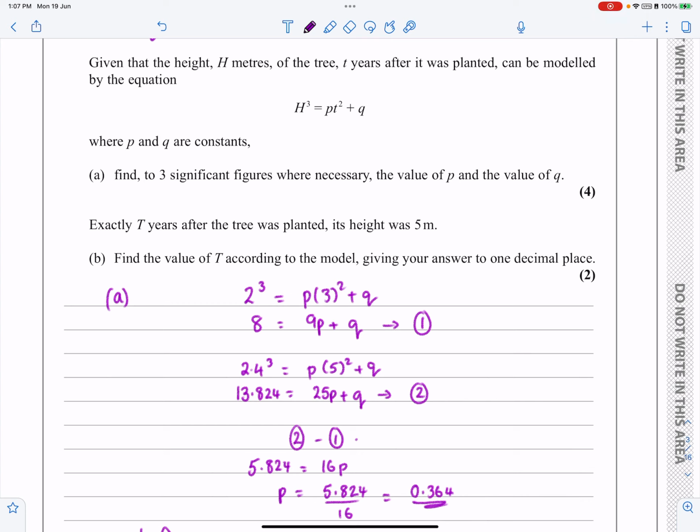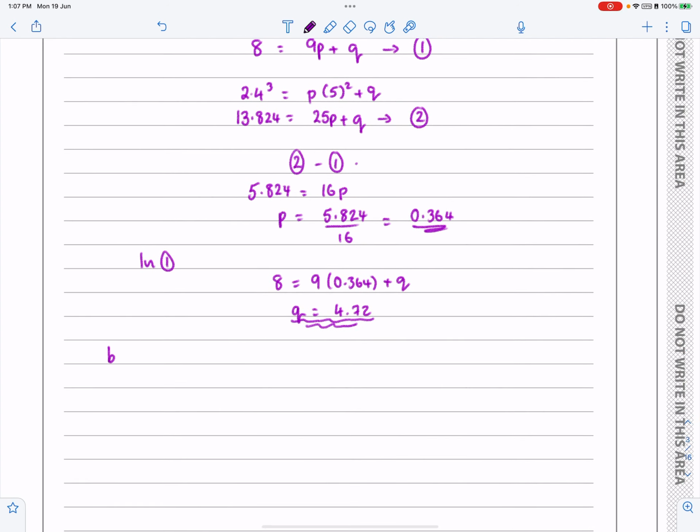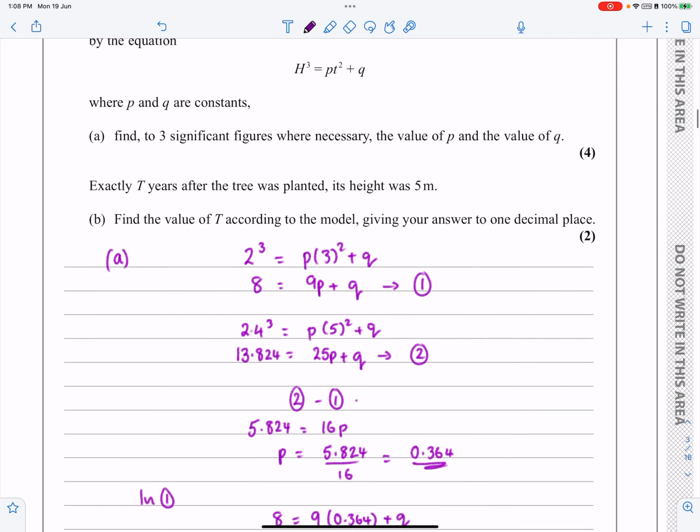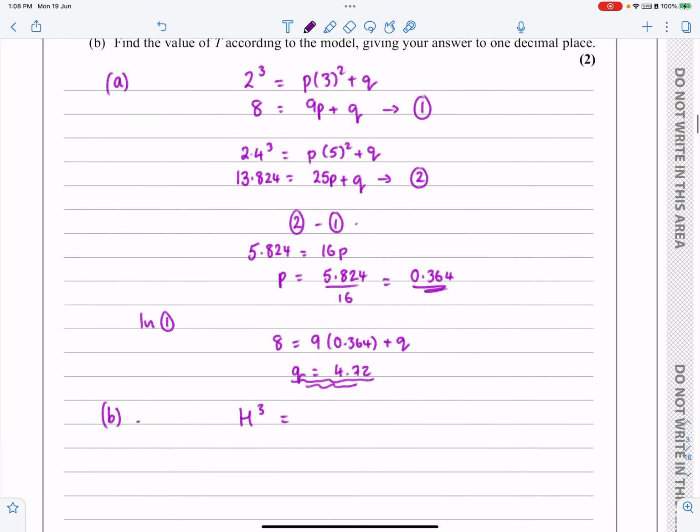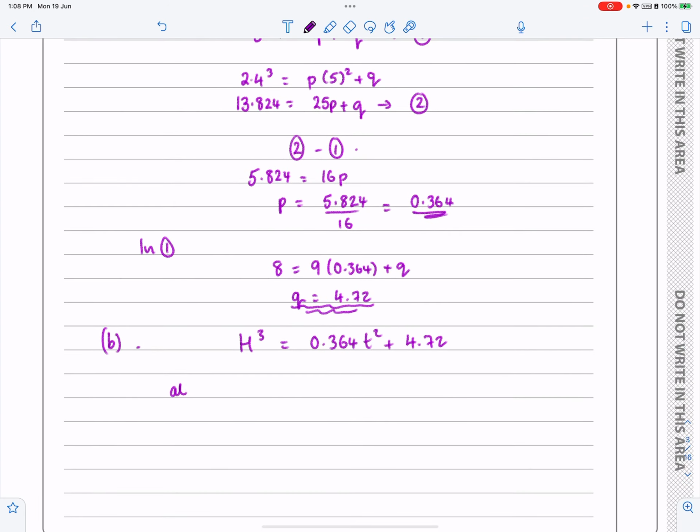Part B says exactly T years after the tree was planted, the height was 5. Can we find T? And we want it to 1 decimal place. Well, if we go back to the original equation, which said that h cubed was equal to, and now I know what P and Q are. So instead of it being PT squared plus Q, it's going to be 0.364 T squared. And instead of plus Q, it's going to be plus 4.72 there. And now they're telling me H is equal to 5.